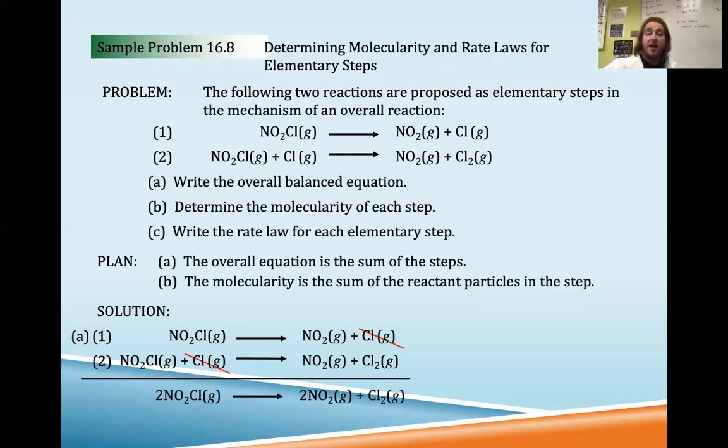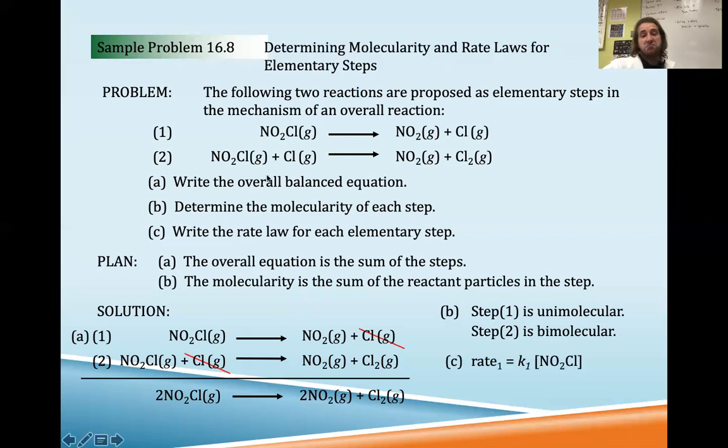If we want to think about our molecularity, we would say that step 1 was unimolecular, only had 1 reactant. And step 2 was bimolecular, 2 things colliding to make our overall substance. And then the rate law for each step, we would just write based upon the concentrations that we're seeing. So rate 1 would be some constant times the concentration of our NO2Cl. Rate 2 would be just the concentrations of our 2 reactants there.